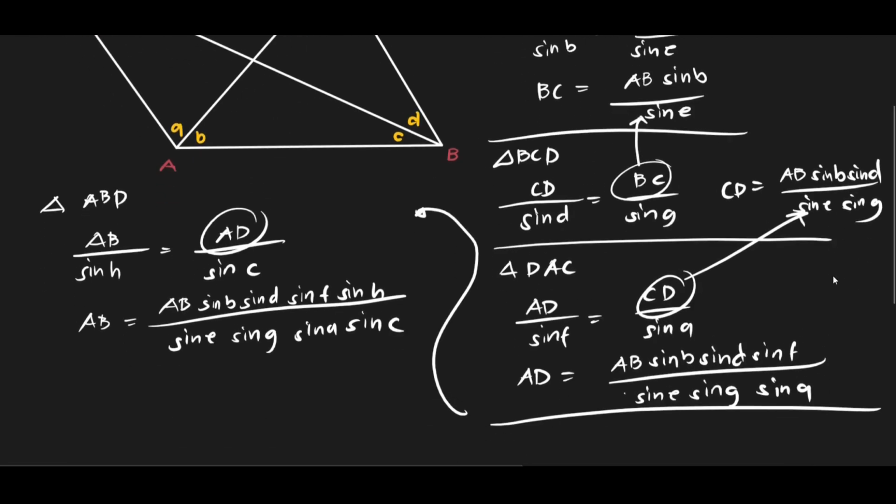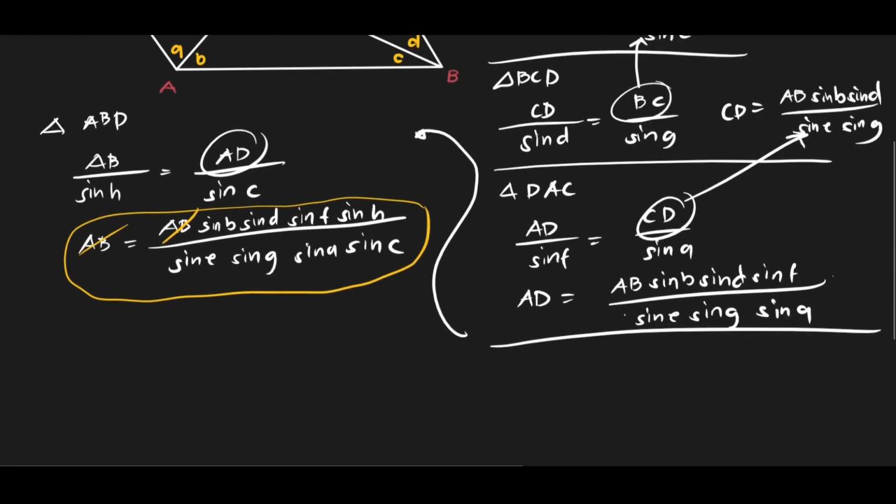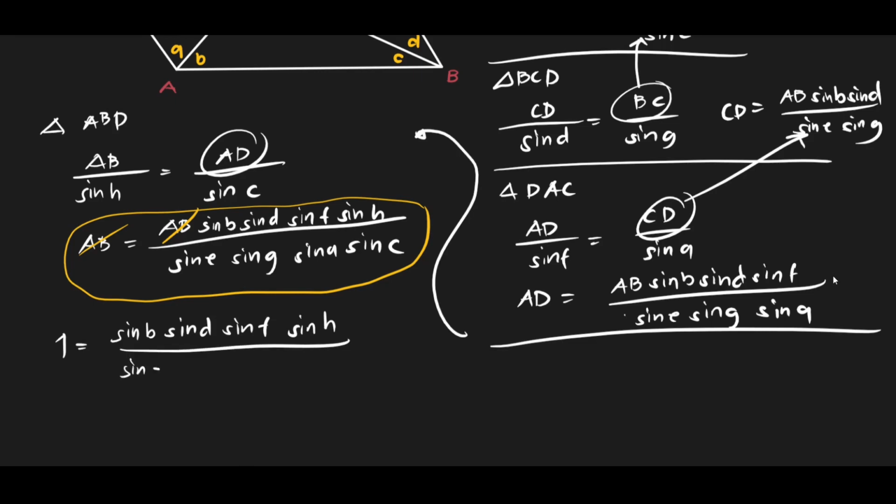So if you take a look at this equation here, we can cancel out AB, right? So we are left with 1 is equal to sine B sine D sine F sine H all over sine E sine G sine A and sine C. Okay, so we should be able to satisfy this equation, right? Ideally. So what we need to do is adjust our quadrilateral to satisfy this equation right here.